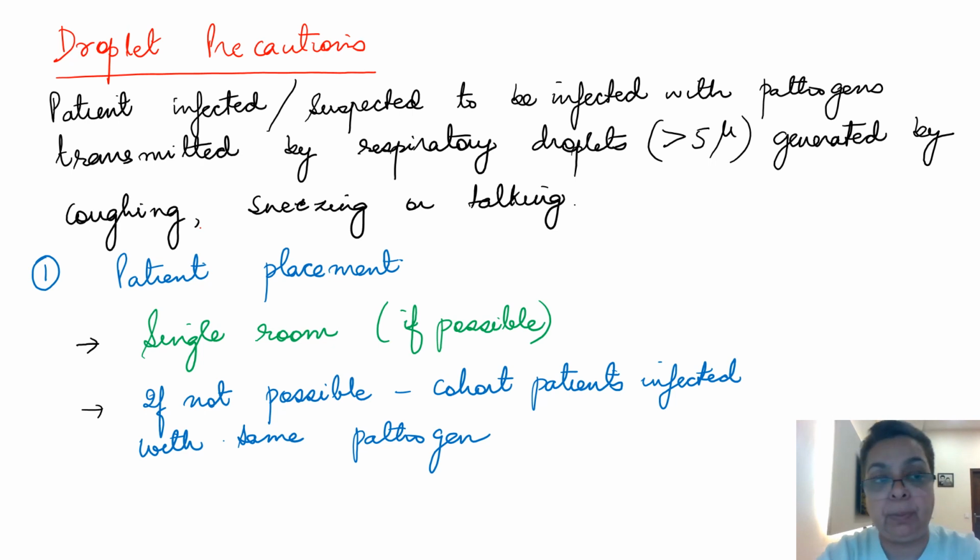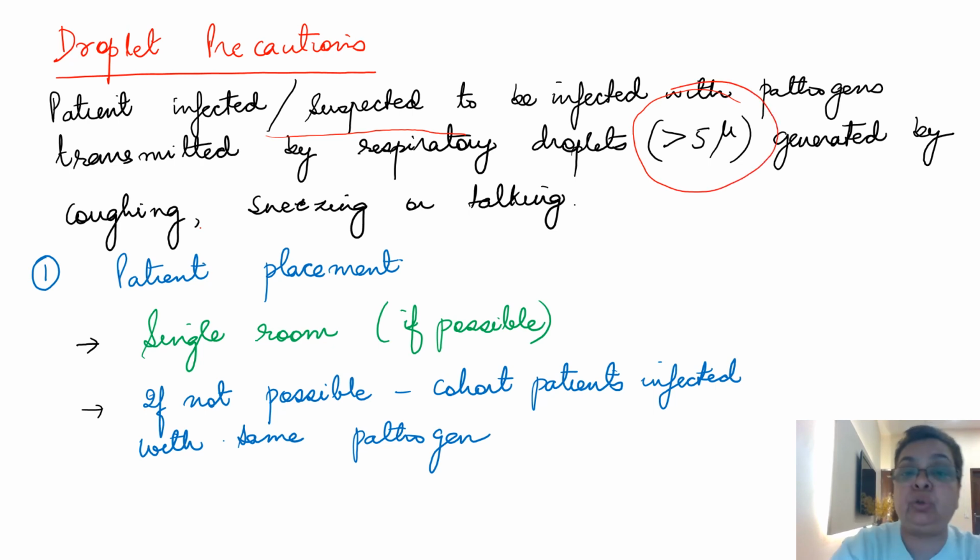Let's move on to droplet precautions. So these are to be followed for patients who are infected or suspected to be infected with pathogens which are transmitted by respiratory droplets, that is, droplets more than 5 microns in size, which can be generated during coughing or sneezing or while talking. Okay, so that's the size, big size. So they are going to settle down the moment they are created, they just fall some distance forward. Okay, so what are the precautions for these patients?